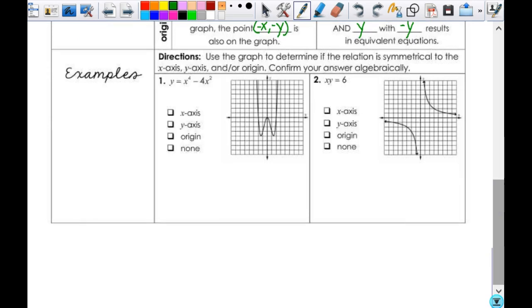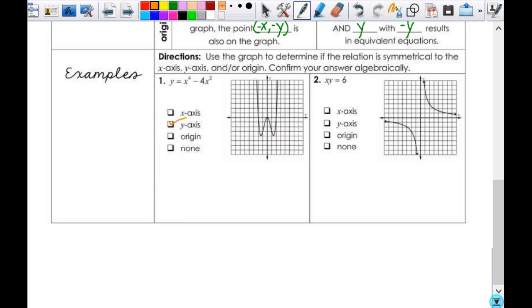So this says, use the graph to determine if the relation is symmetrical to the x-axis, y-axis, and/or origin. Confirm your answer algebraically. So if you look at number 1, does it have any kind of symmetry? Visually, yes. What kind of symmetry do we think it has? The line symmetry, which would be the y-axis, right? It does not have x-axis symmetry. If I rotate it 180 degrees, it doesn't look the same. So we're going with y-axis.